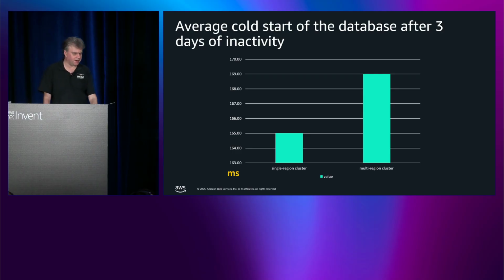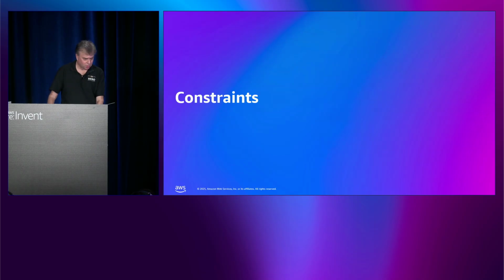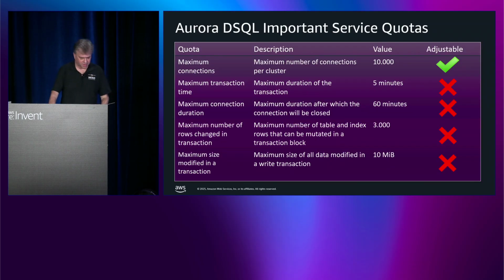It's simply not there. So now let's talk about constraints, and you need to understand them because that might have certain implications. So let's first start with quotas. Each AWS service has its quotas, and there is even an AWS service called Service Quotas, where you can go there, select the service, and you can see these quotas or constraints. DSQL is no exception. So there are some important ones that I would like to draw attention to.